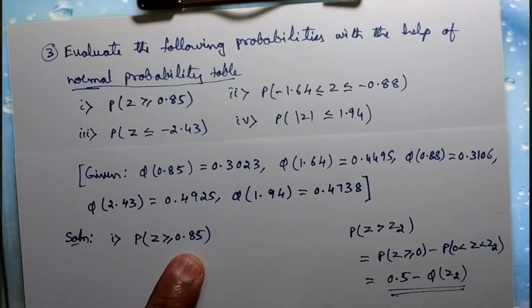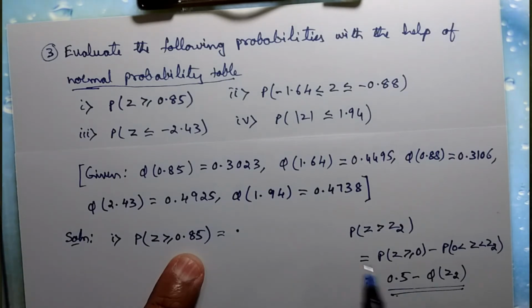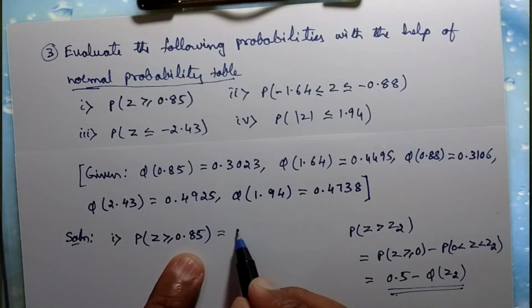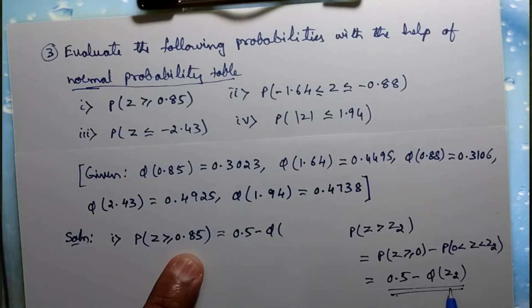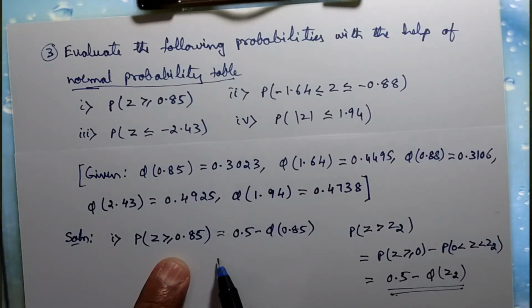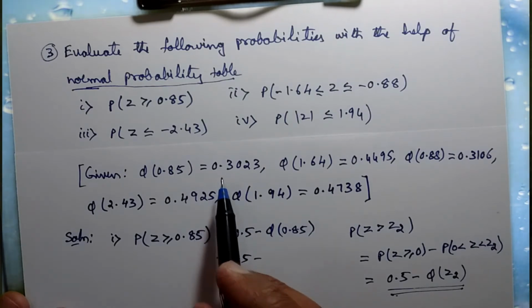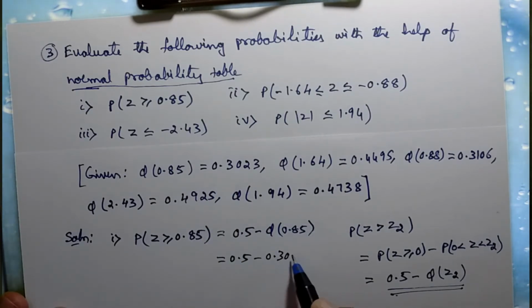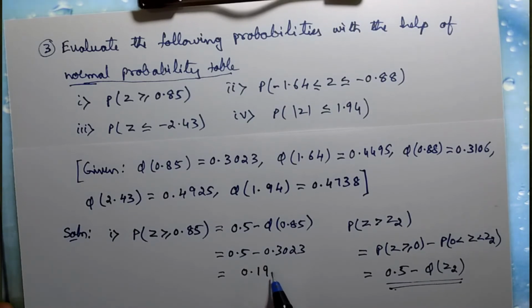So if you want to write directly, you can write this value as 0.5 minus phi of z2. So here you have phi of 0.85. So it is 0.5 minus phi of 0.85. You can refer to its value, which will be 0.3023. Evaluate this value and see how much you're getting. We're getting the value to be 0.1977.